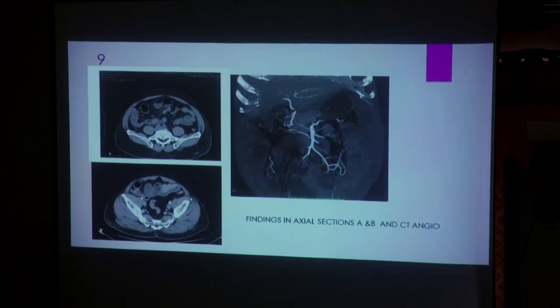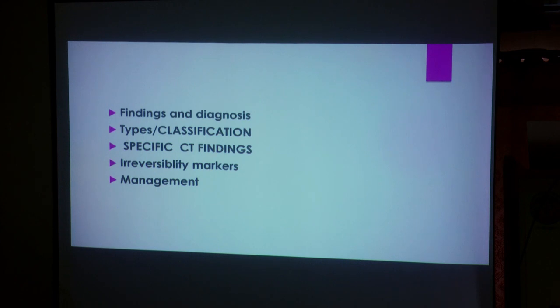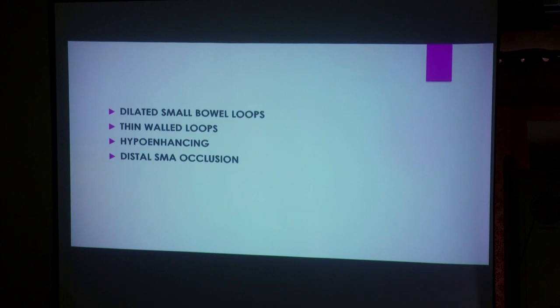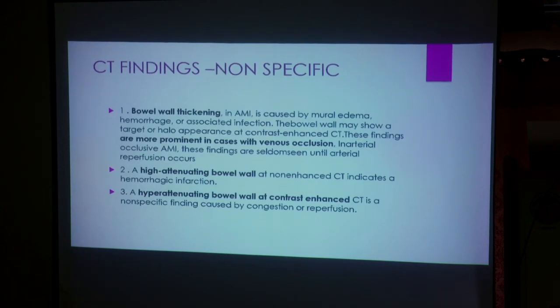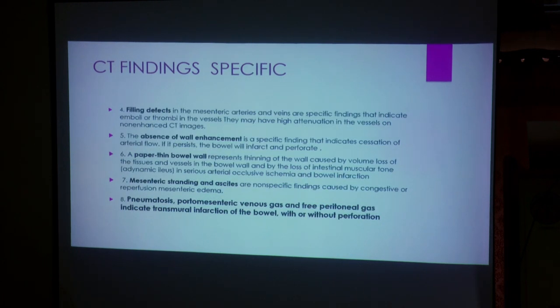Questions can be on classifications and specific findings, irreversibility markers, and radiological management. These are the causes. It can be acute or chronic. Acute is arterial occlusive, either embolic or thrombotic, veno-occlusive, and non-occlusive mesenteric ischemia, and strangulation. These are non-specific findings, like bowel wall thickening, but the specific finding is the identification of the thrombus, the absence of wall enhancement, and a papery thin wall.